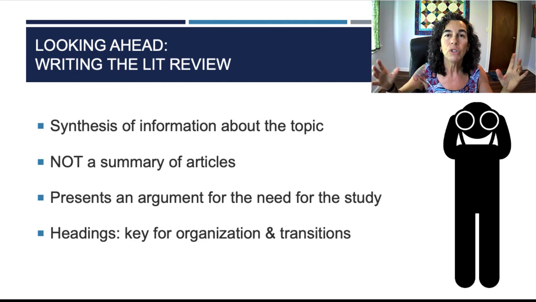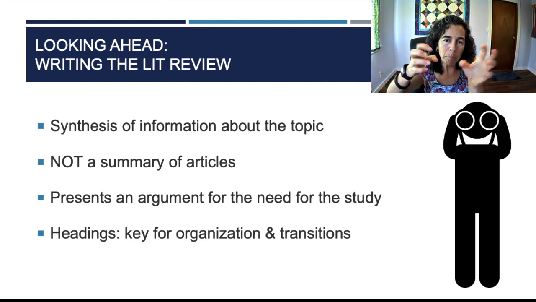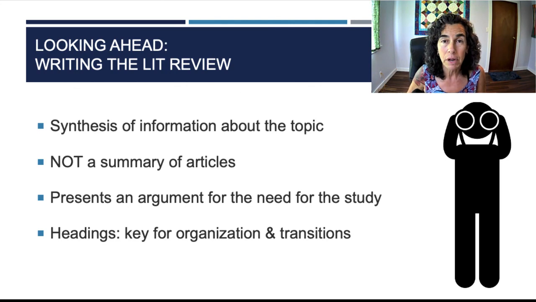What you need to do is know your literature well enough so you can pull all the threads together and make an argument. And this argument is the need for the study ultimately, right? So you say, okay, all these folks did all this stuff and here's some details about it. And here's the need for the study. Now, we organize a literature review using headings. So I want you to become familiar with APA headings. They're very particular, and use them to help organize and transition your subtopics within your literature review.